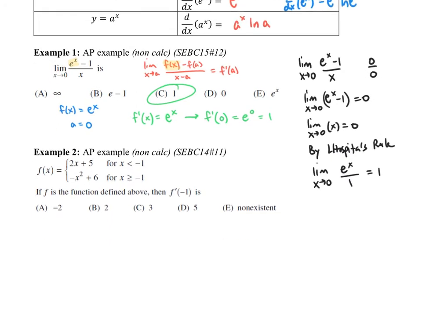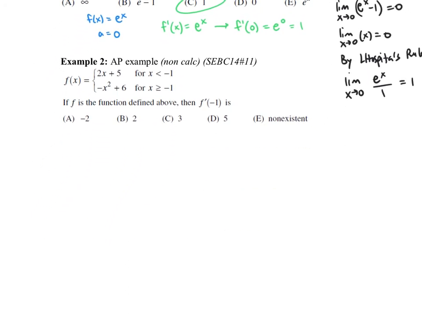Okay, let's try example 2. So in this problem, we have a piecewise function, and we want to identify f prime of -1. Now, if you remember, if a function is differentiable, then it is continuous. Now, if they're asking us for the derivative, it does not imply that the function is continuous.